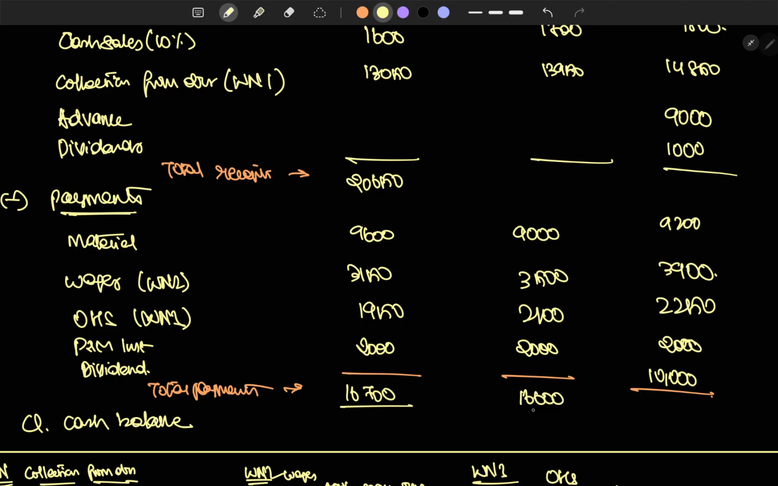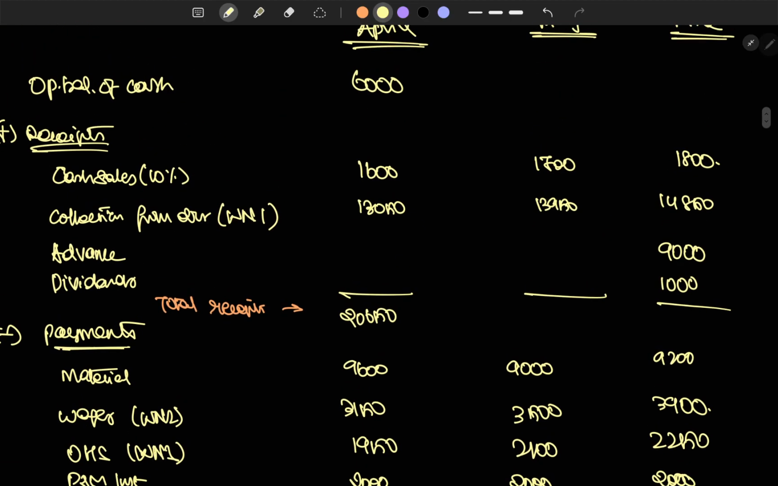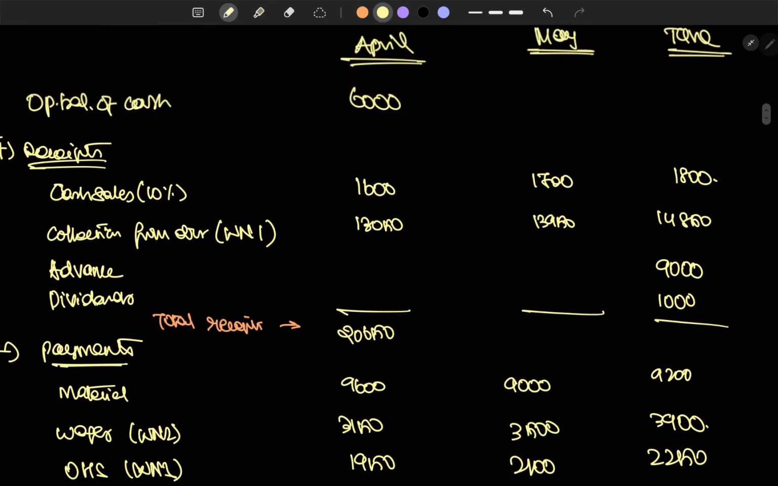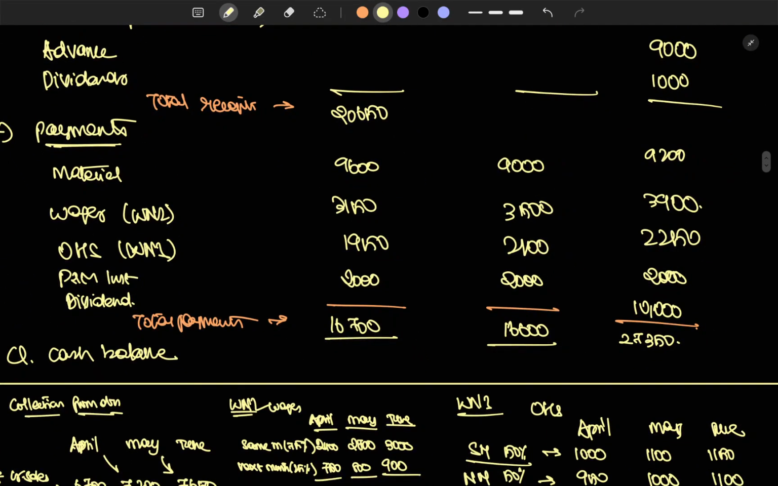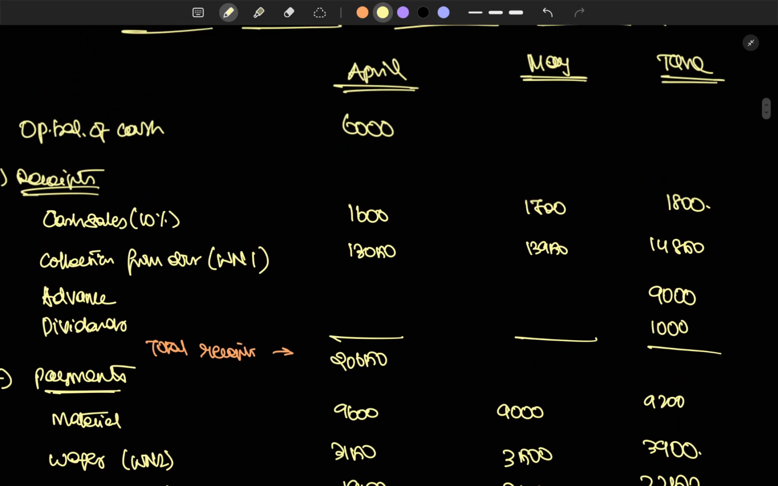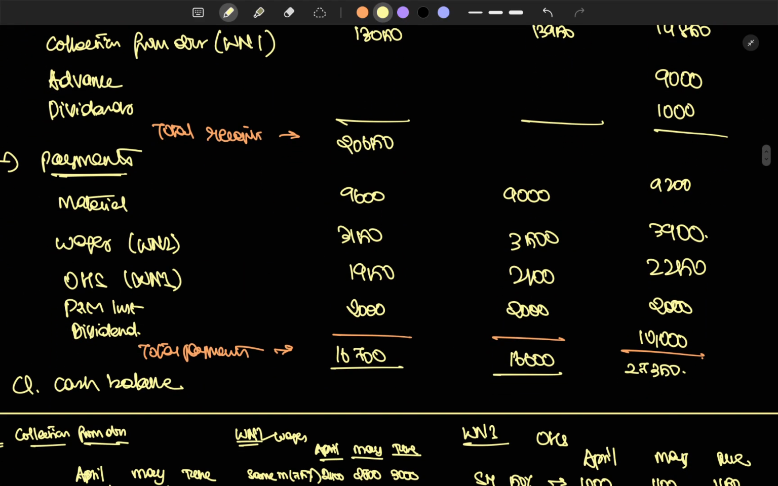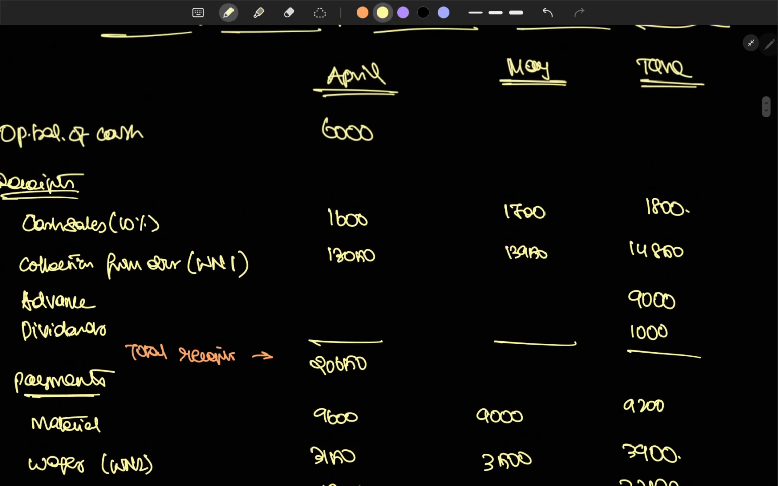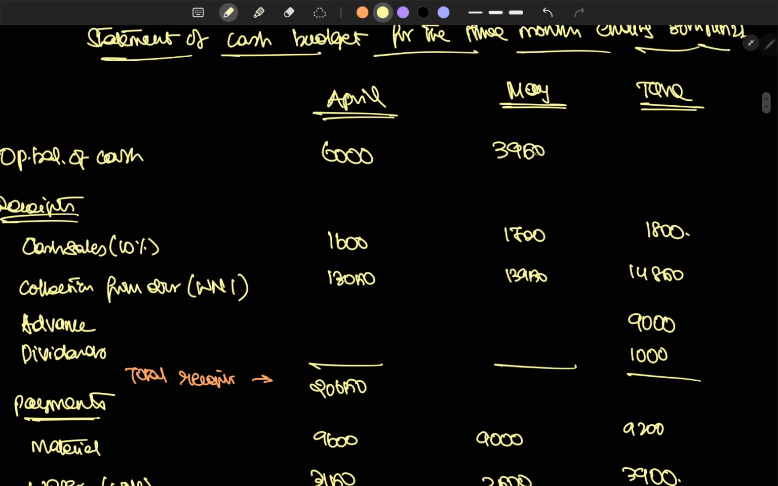$16,600. Okay. 9,200 plus 3,900 plus 2,050 plus 2,000 plus 10,000, which is 27,350. And then let's take a balance to next month. Okay, so 2,650 minus 16,700, which is 3,950. Okay, let's take this.